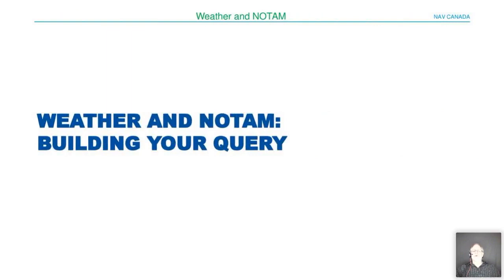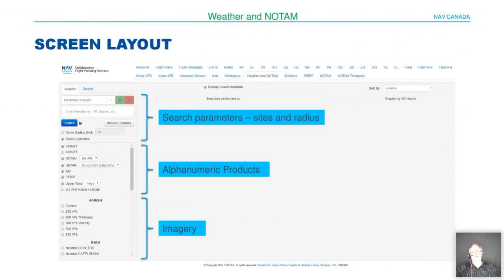So once you get to the Weather and NOTAM page, it's time to build your query. And this is the page that you will see. It's roughly divided into three sections down the left-hand side where you will be inputting your request. The first section involves search parameters. That would be the airports, for example. You can also input a latitude or longitude, as well as some intersections and nav aids if you know them.